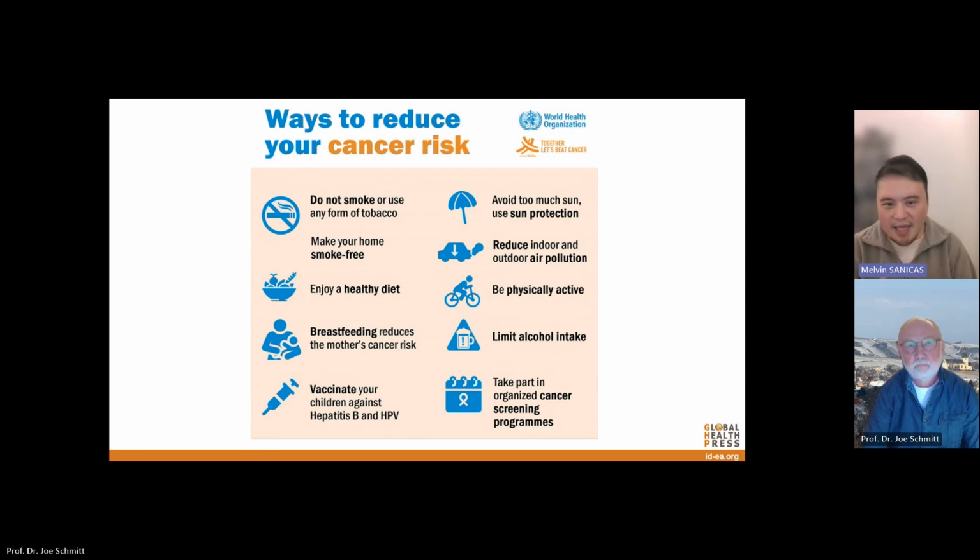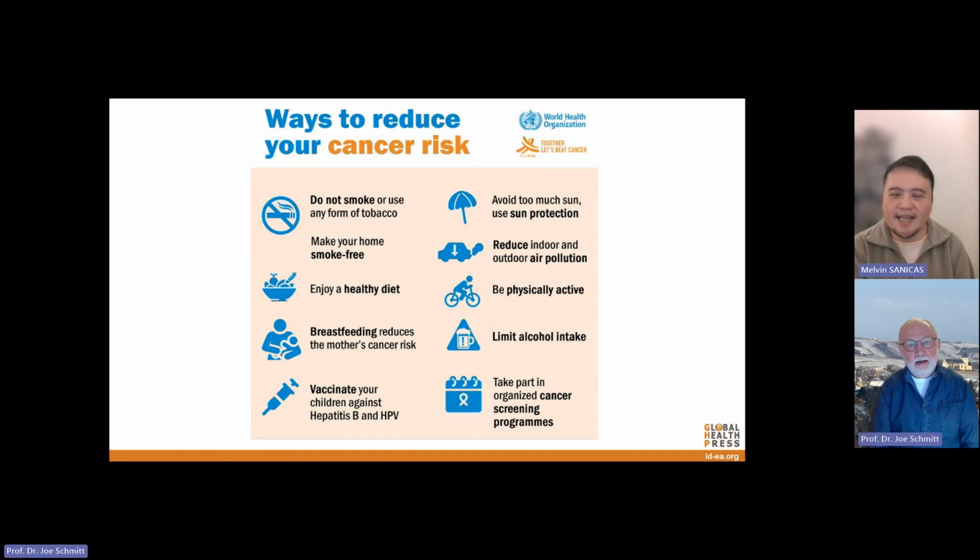And I think for me, one of the most important things that we can really emphasize here is vaccination against hepatitis B and HPV that Professor mentioned earlier in the previous slides, that these are viruses that can cause chronic infection and can cause cancer because of chronic infection and inflammation.